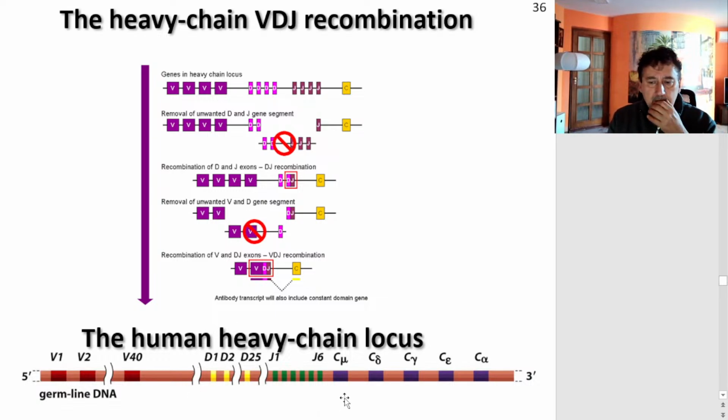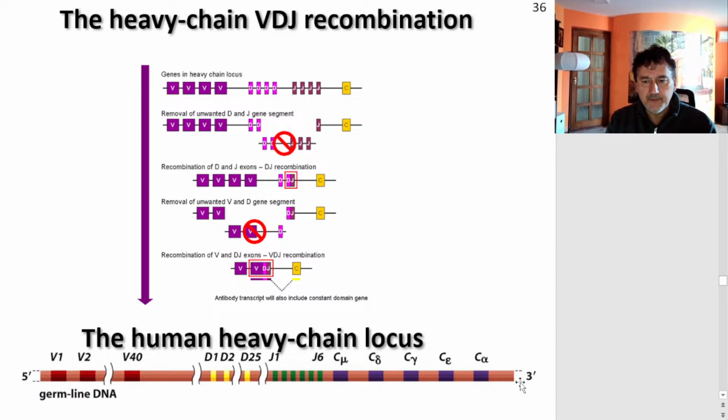Okay, and as you can also see in this picture, there is not only a single type of the constant region, but 5 different types. Actually, this is a little bit of a reduction because, for example, from the gamma, there are 4: gamma 1, gamma 2, gamma 3, gamma 4, etc. So there are more than shown here, but still there are different constant domains which have to be selected, and that selection will make the different classes of the antibodies or families, the IgM, IgG, etc.